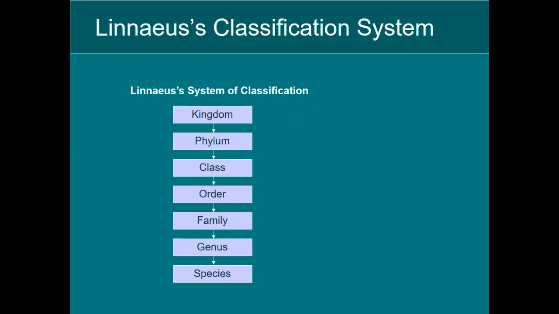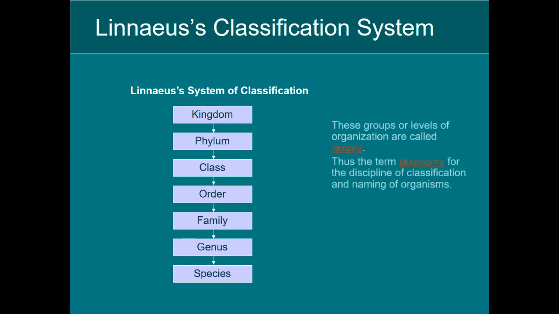Good. Once you've got that down, you now know the 7 levels of the taxonomic hierarchy. So let's talk about exactly what that means. Each one of these levels is known as a taxon. Kingdom is a taxon, phylum is a taxon. Each level in our organizational system is called a taxon.